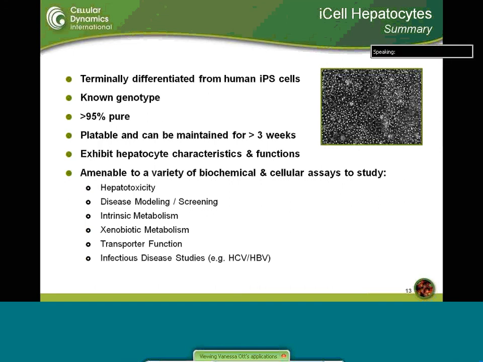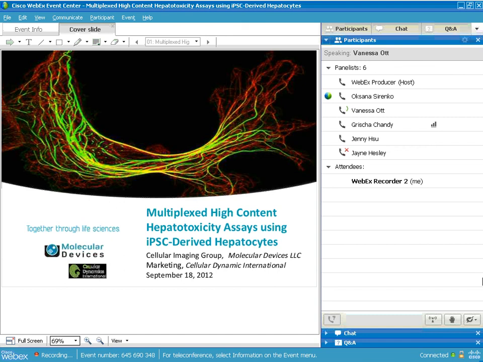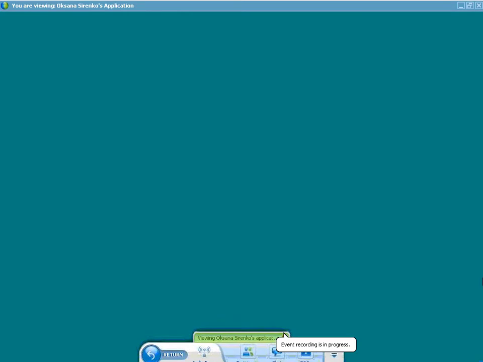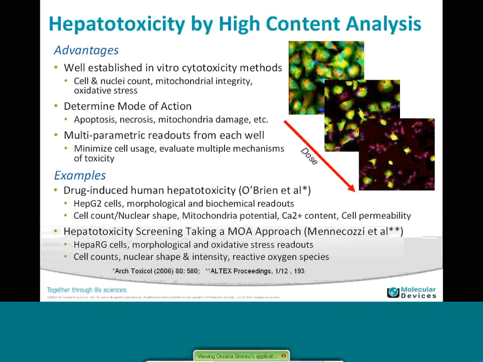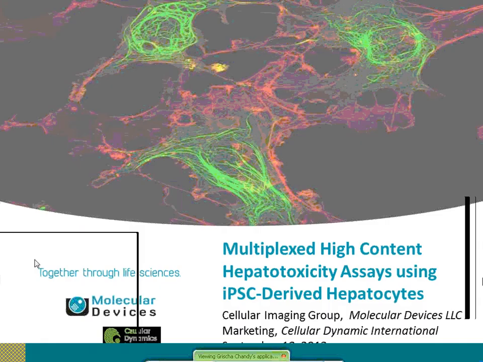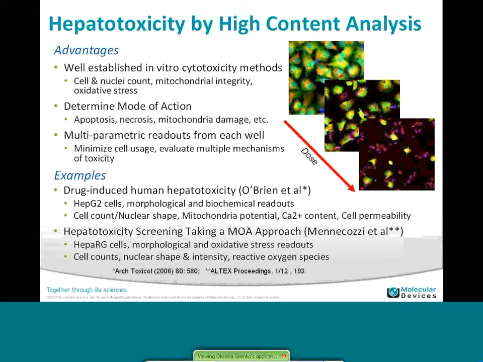So at this point, I'll turn it over to Oksana, who will go into much greater detail on multiplexed high-content hepatotoxicity assays using iPSC-derived hepatocytes and the ImageXpress platform. Hello, thank you so much, Vanessa, for a wonderful overview of such an interesting system as stem cell-derived hepatocytes. And I will be sharing with you some of our method development and data using high-content analysis for hepatotoxicity studies.